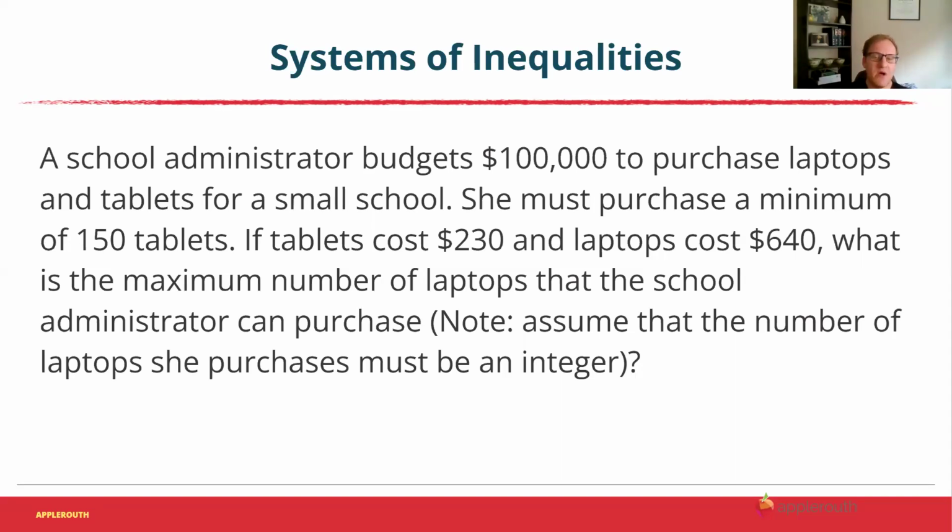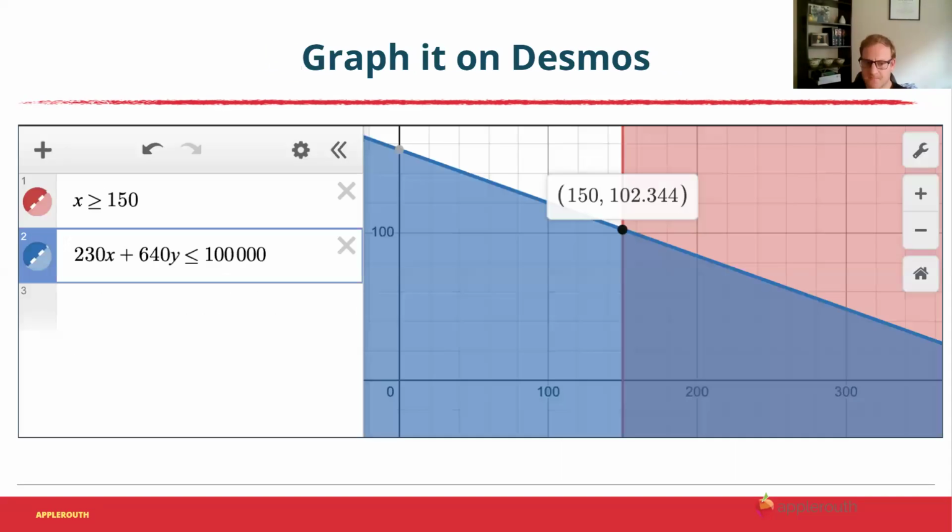So we'd have to take some time here and do a money inequality and then a tablet laptop inequality. That would look like this. X is greater than or equal to 150 as we have to have 150 tablets or more. And the other one's just the dollar amount. And so here, if we were solving for Y, which is laptops, it would be 102, because again, we can't get 102.3 laptops. That makes no sense. So to stay within budget, but also to get 150 tablets, the most laptops the administrator can buy is 102, and that would be your answer.